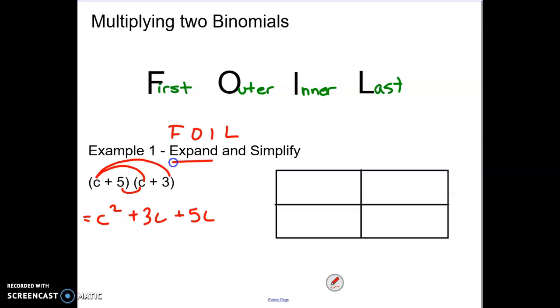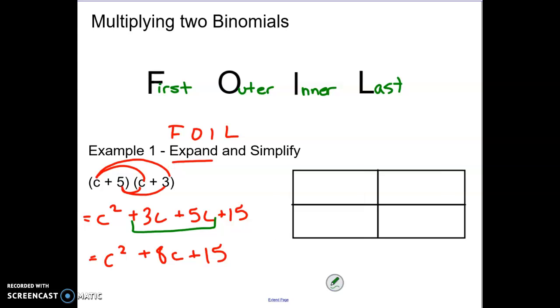And then finally L stands for last. So the two last pieces is the 5 times the 3, so 15. So we get c squared plus 3c plus 5c plus 15. But wait, we're not quite done there, because you're always going to get two like terms. So two terms that have the same variable that need to get put together. So when I put my 3c and my 5c together, I'm going to get 8 c's. So we'll get c squared plus 8c plus 15. And that would be multiplying those two binomials together.